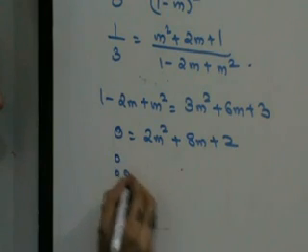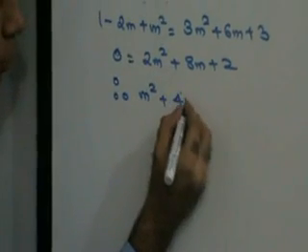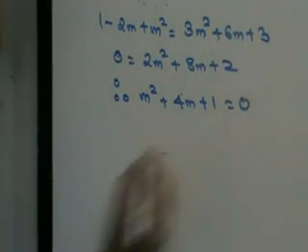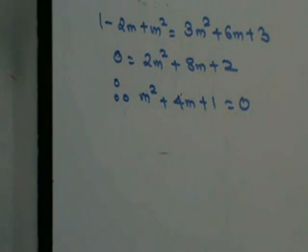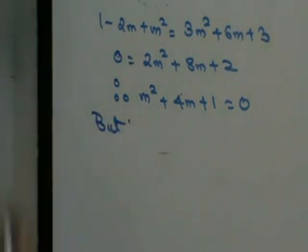Therefore, I can say that m square plus 4m plus 1 is 0. How did I get that, guys? I divided the entire equation by 2. But I can say that y is equal to mx is one of the lines that is passing through them.